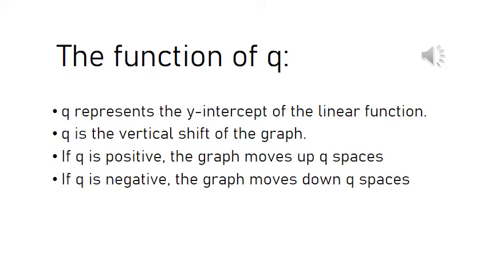So for example, if you've got a graph that says y = x + 3, it means that your graph is moving 3 spaces up. If you have a graph that says y = x - 2, it means that your graph would move 2 spaces down. So q is the vertical shift or the y-intercept of your graph.